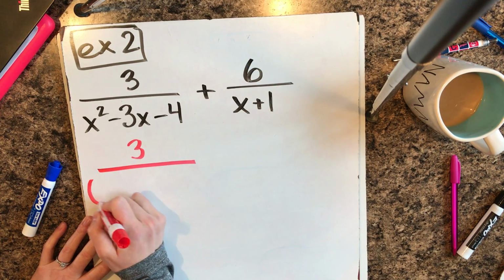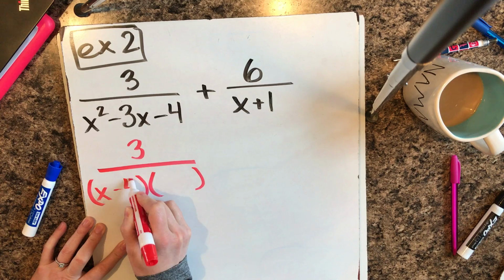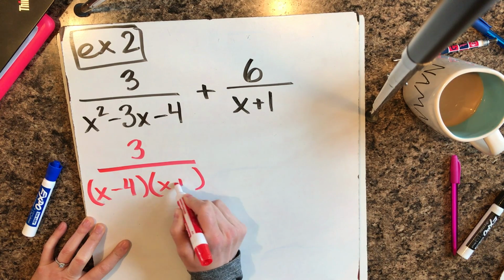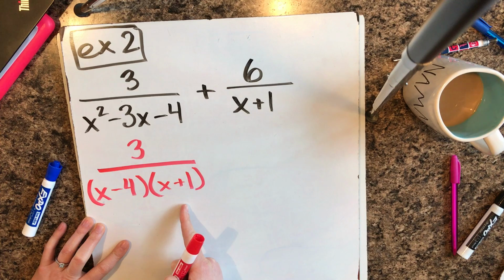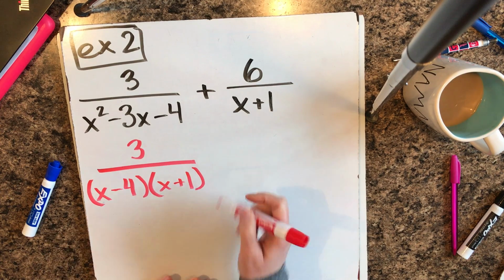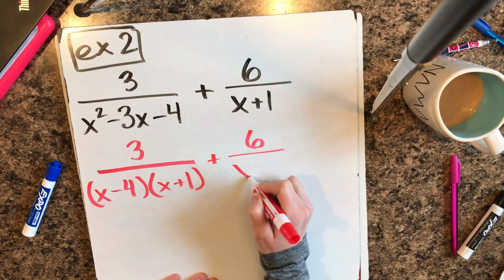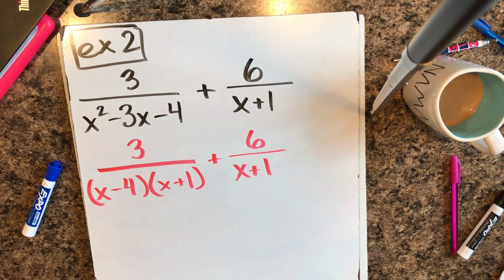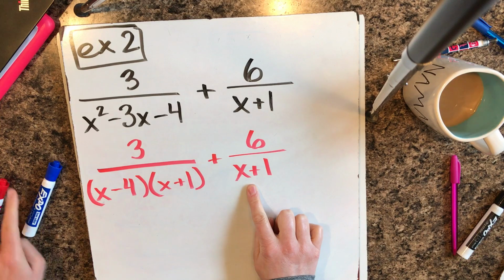When we do box and diamond, you guys are going to get x minus 4, and you're going to get x plus 1. Okay, use your box and diamond to get that. Those of you that can do it without box and diamond, great. The right side, there was nothing to factor, so we're just going to leave it alone. Okay, if you notice, the bottom on the right side is x plus 1.